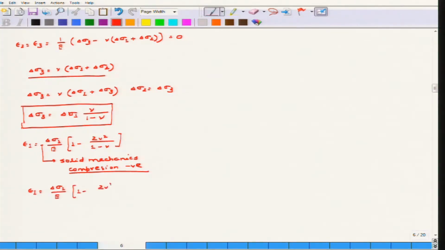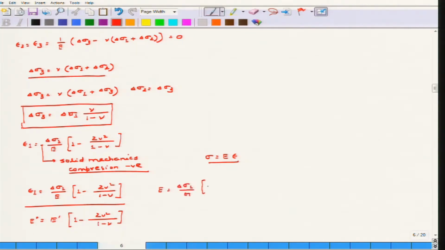So, 1 minus 2 nu square by 1 minus nu. If this is the case, you all know that delta sigma 1 by E, or if you compare these two equations, then epsilon will be equal to epsilon dash into 1 minus 2 nu square by 1 minus nu, because sigma is equal to E into epsilon. So this E goes here, is equal to delta sigma 1 by epsilon 1 into 1 minus 2 nu square by 1 minus nu.